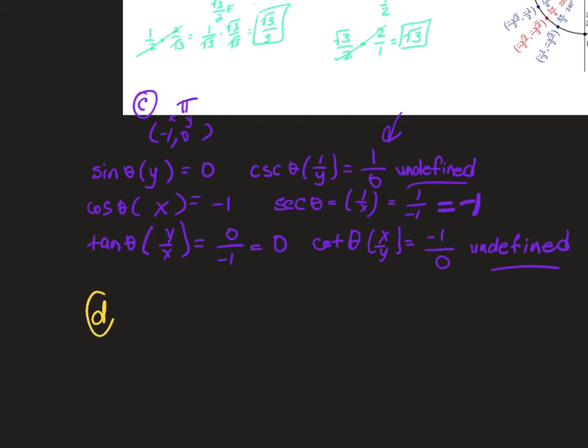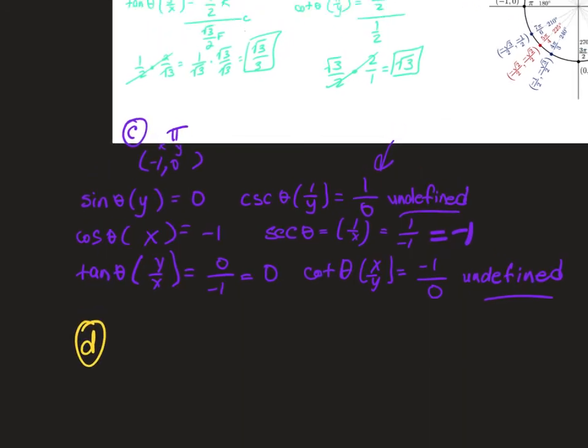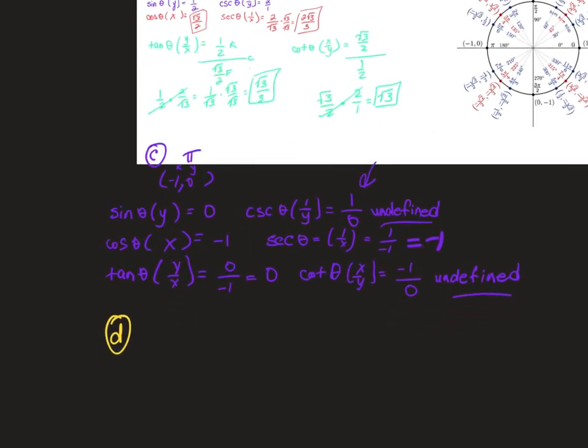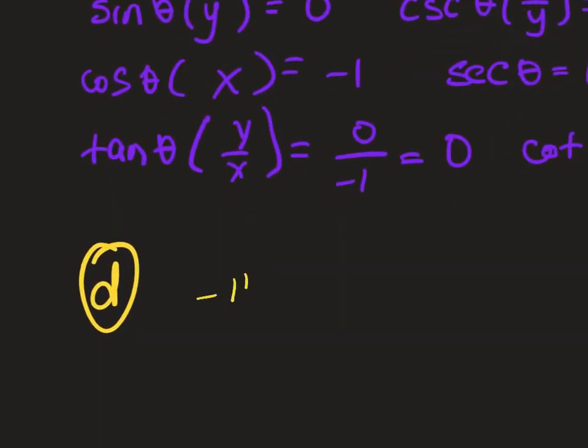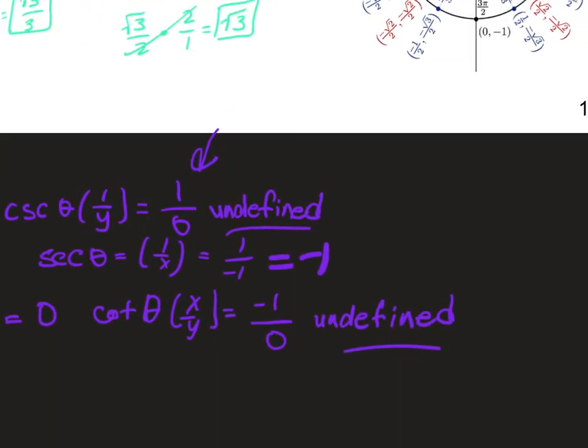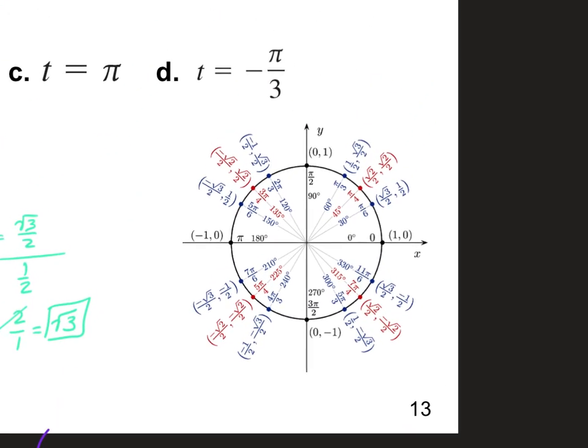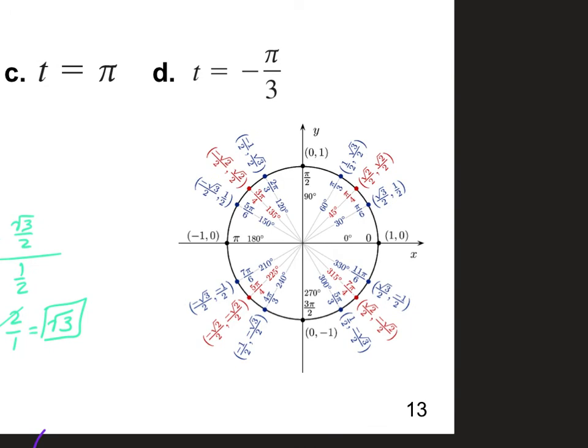All right, let's do D together. I want to talk about D. What does D say? What's the angle that they gave us for D? Negative pi over 3. Now, guys, this does not mean you just put a negative sign in front of all your answers. What did I tell you a negative sign in front of an angle measure means? When I start on my initial side, what does a negative sign mean? We go downwards, right? It's direction. If it's positive, you go up. If it's negative, you go down.